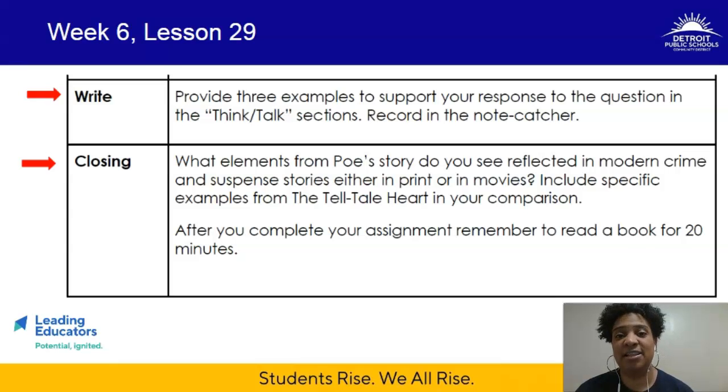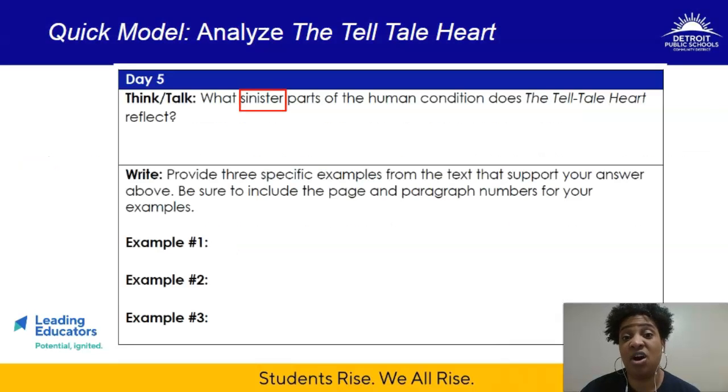That's the modern element. We are going to walk through a quick model of how to approach all of the sections today. Each one of these sections builds on the next, so we're not going to pause because the continuity is actually going to help you, maximizing on the building of momentum. So let's start first with the think and talk, which is actually the same question. So once I get you going, thinking in the right direction, you're going to be ready to talk about the topic as well. So revisiting the question, what sinister parts of the human condition does the Telltale Heart reflect?